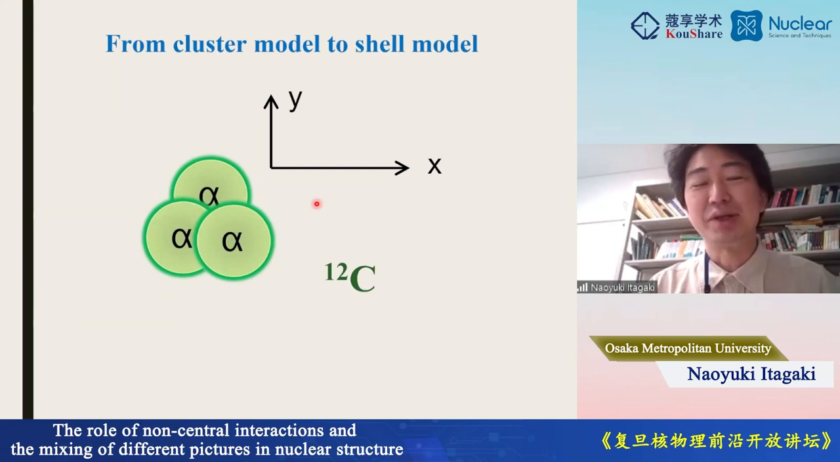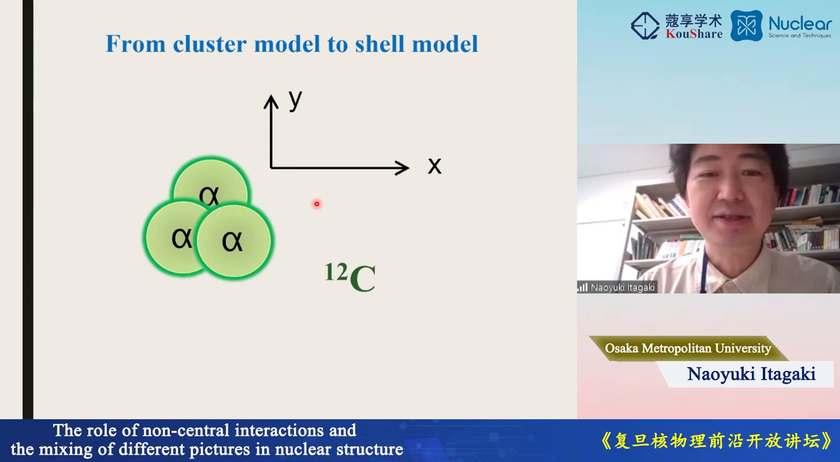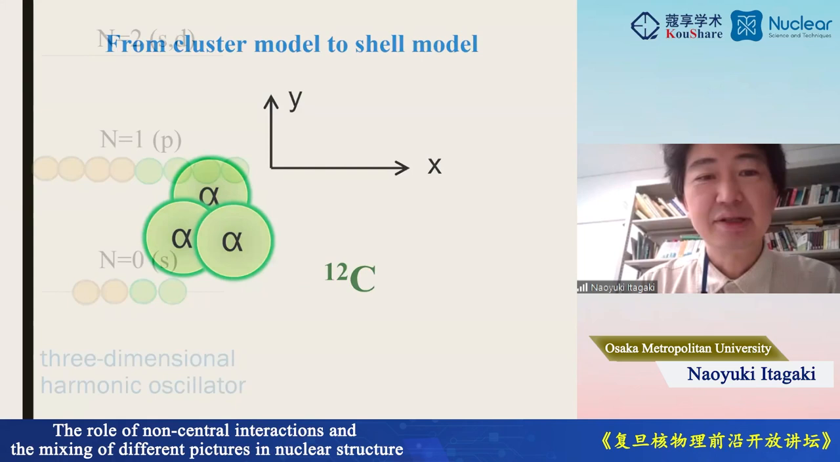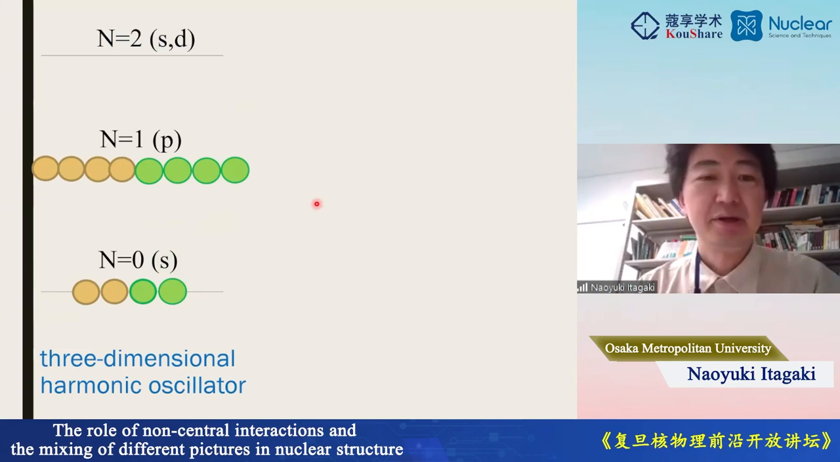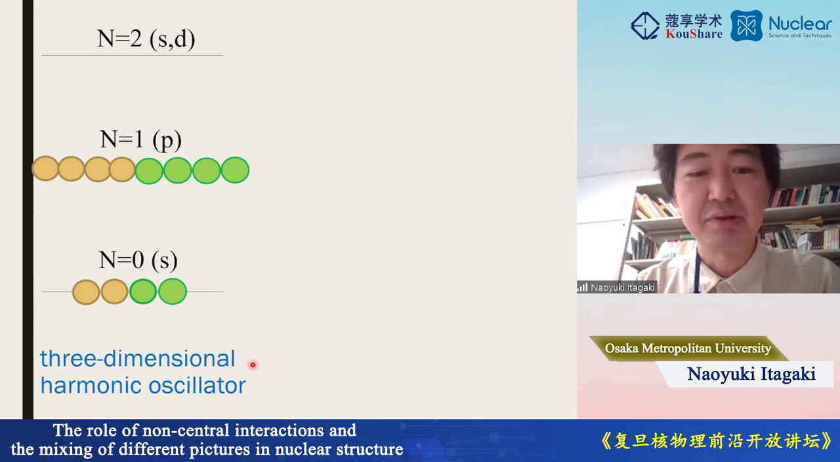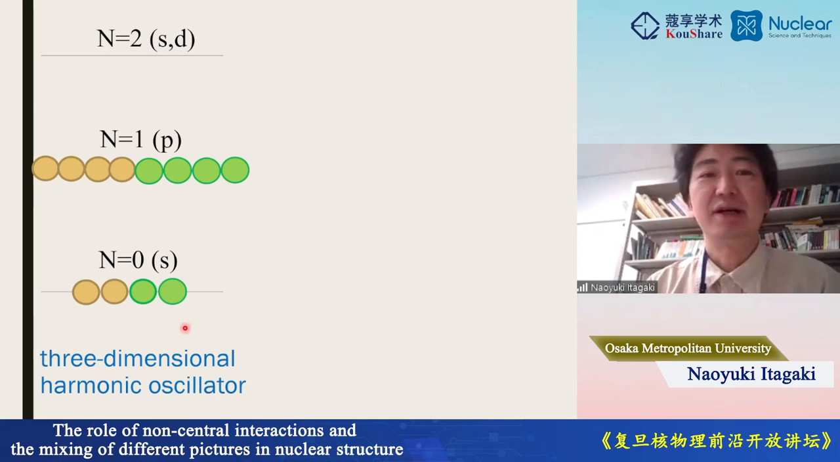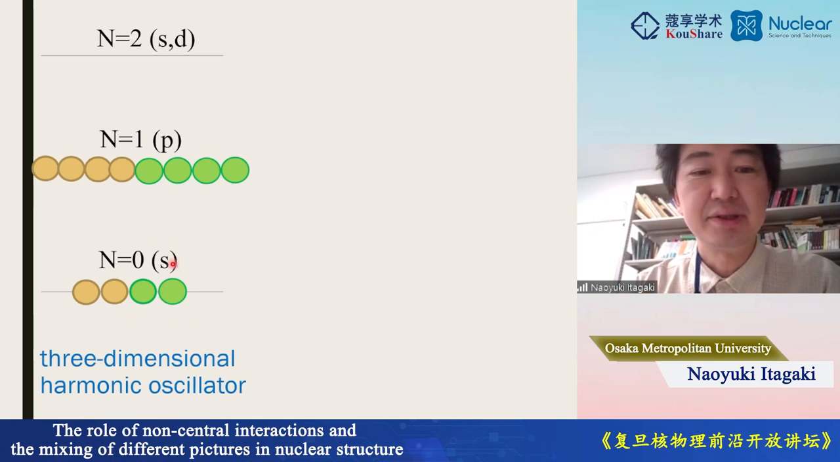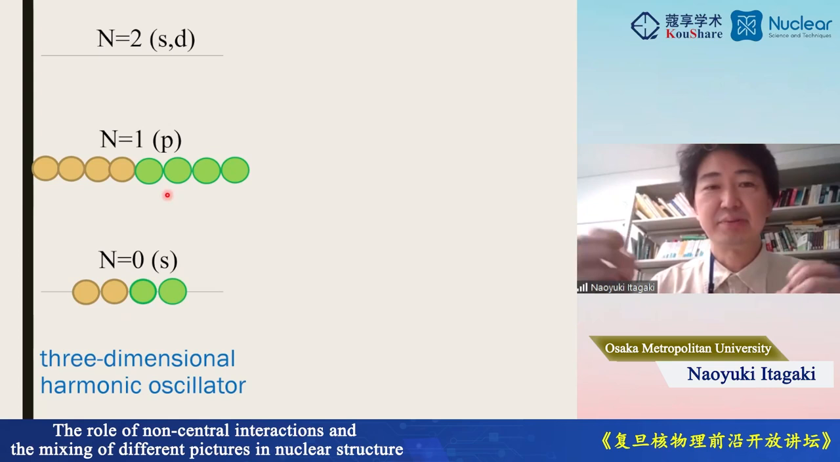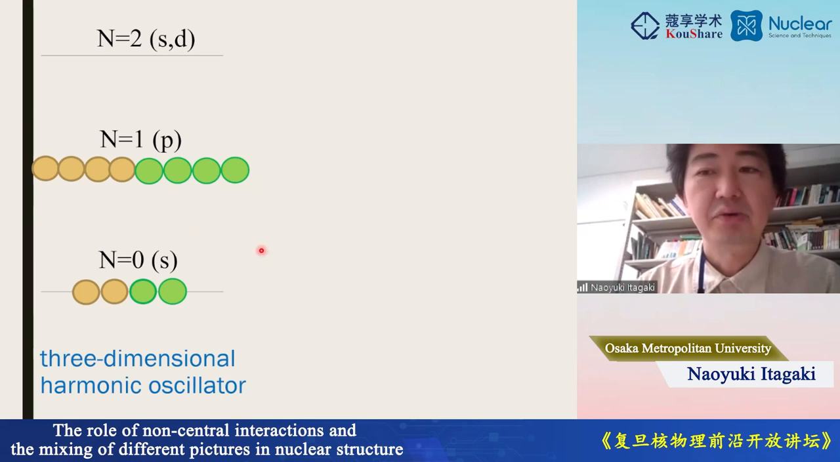But this is actually not the end. If we take a small distance between three alpha particles, what we get is the lowest state of the three-dimensional harmonic oscillator. Because of the antisymmetrization effect, four nucleons occupy the lowest S state and eight nucleons occupy the next P state if we take a small distance between the three alpha clusters. This is the result.